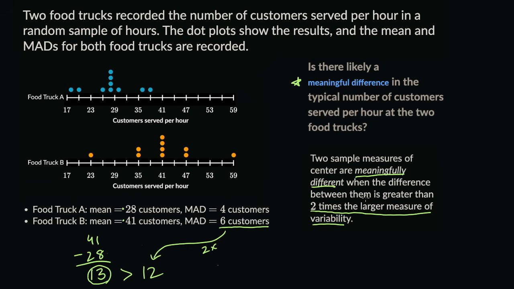So the difference between the means is greater than 2 times the larger measure of variability, and the means are our measures of center here. The difference between those measures of center is greater than 2 times the larger measure of variability. So by this definition of meaningfully different, I would say yes, there is a meaningful difference.